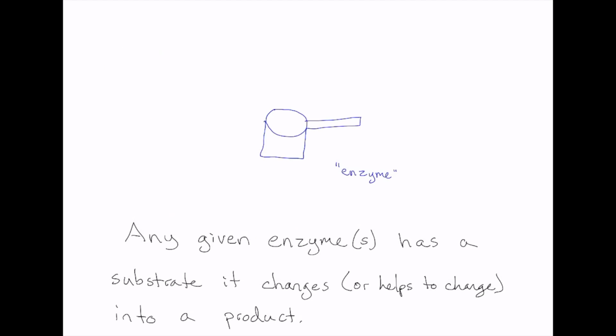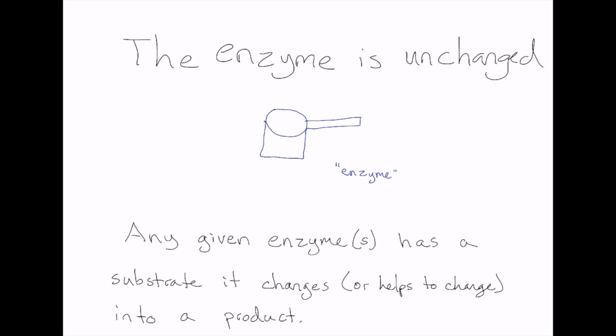So any given enzyme has a substrate it changes, or helps to change, into a product. Let's call our substrate pasta. Our enzyme's going to create a microclimate to change the pasta into something else that we want, the product, or in our case, dinner. The most important part of this is that the enzyme is unchanged by the reaction that it's facilitated. That's the definition of an enzyme.